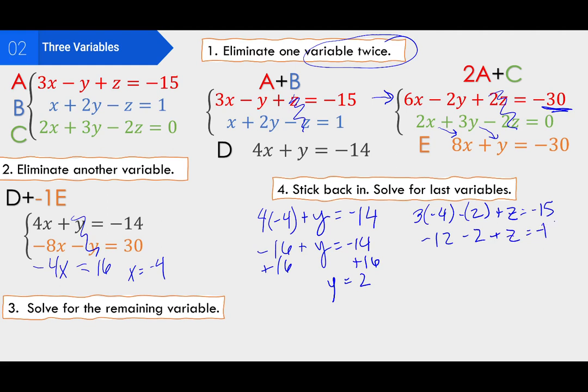Negative 12 minus 2 is negative 14, plus z, add 14 to both sides, and z equals negative 1. And let's put that all in my point, negative 4, 2, and negative 1. So these three planes from the beginning, plane A, plane B, and plane C, all meet in one point, negative 4, 2, negative 1.